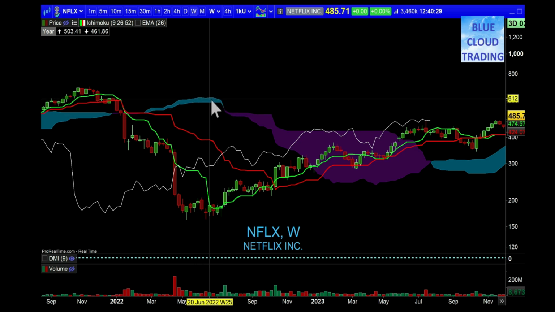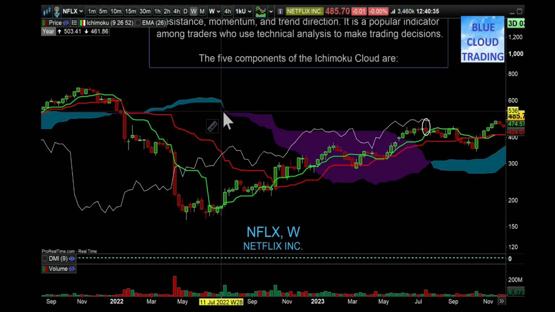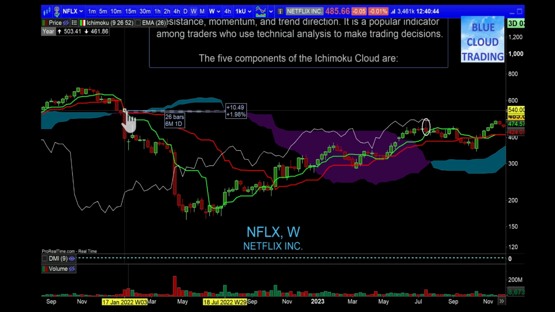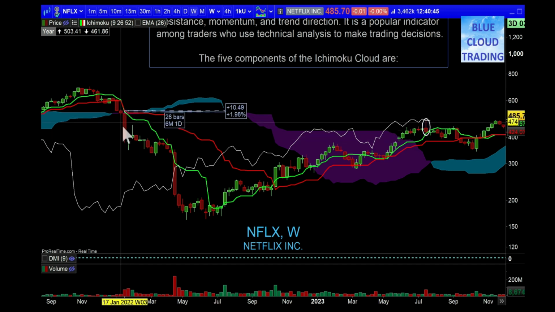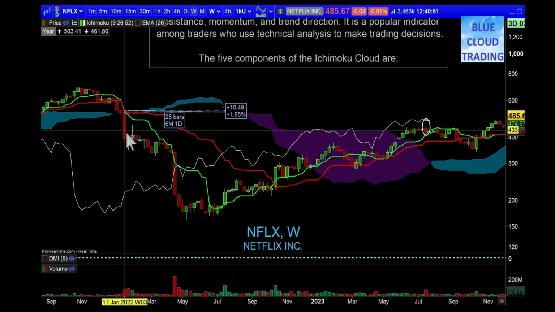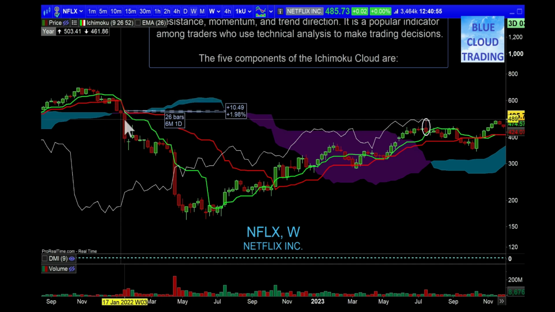You see the Kumo cloud right here. It was blue, turned purple, right? Now, if we take a measurement of that twist right there from this point and we go backwards in time 26 periods, right there on that candle here, 26 bars, this was the sign that, hey, we got the warning on this candle.